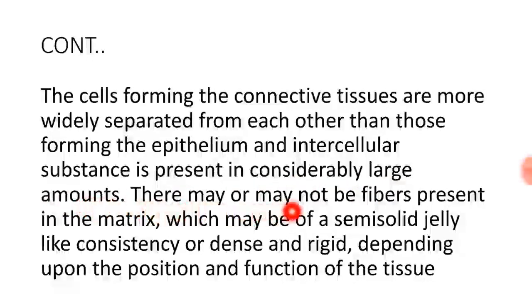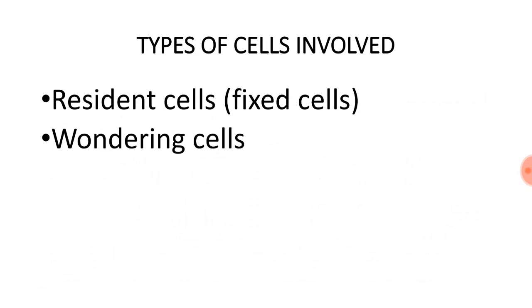There may or may not be fibers present in matrix, which may be of semi-solid gel like consistency or dense and rigid depending upon the position and the functioning of the tissue. So the presence of the fibers in the matrix depends on the position and the function of the connective tissue. Let us see the type of cells involved in connective tissues.